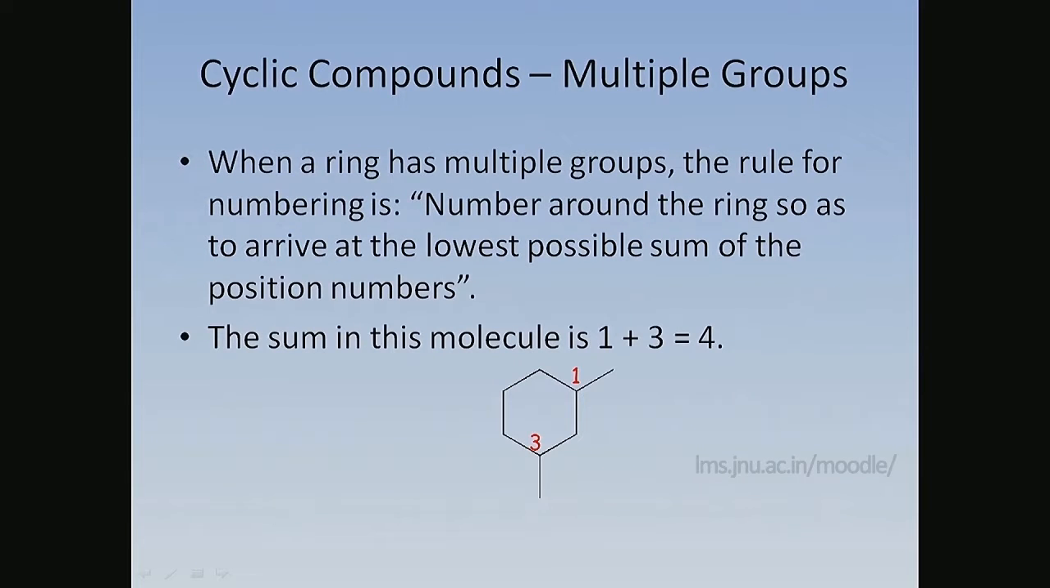Okay, if we take this compound, there are 2 substituents, in positions 1 and 3. You can also interchange, it will still be 1 and 3 only. Both are methyl groups, and we don't have any other numbering, so the lowest sum is 1 plus 3, 4. So this compound can be named as 1,3-dimethyl cyclohexane.